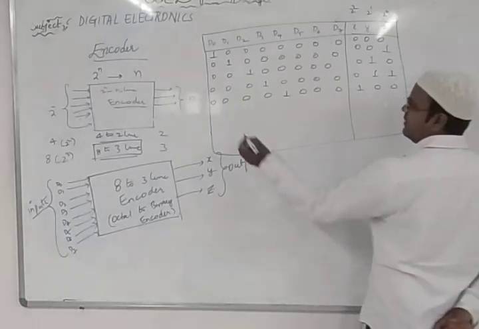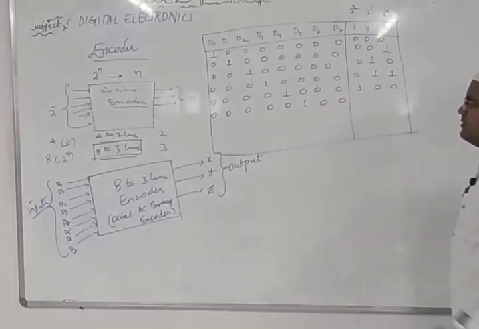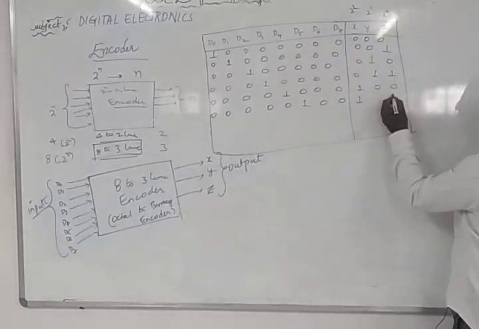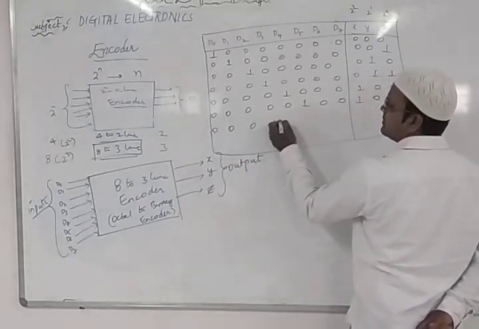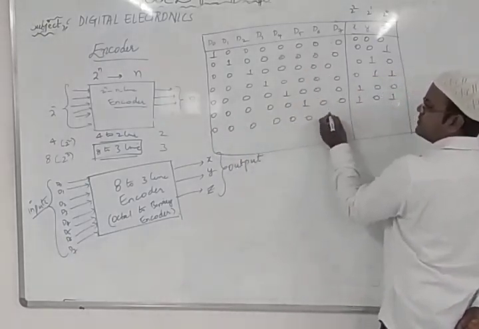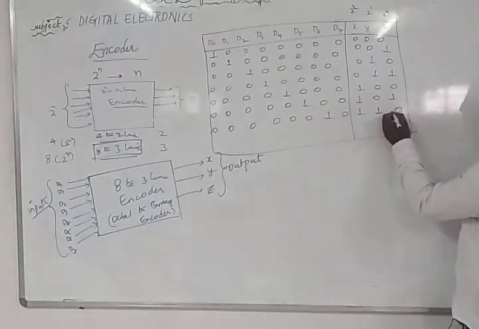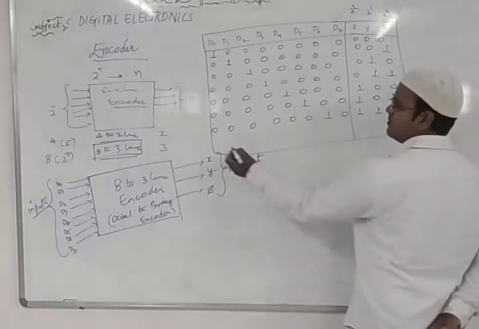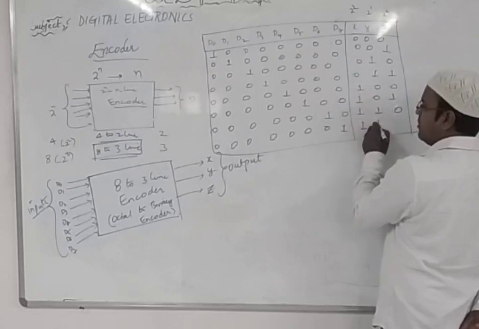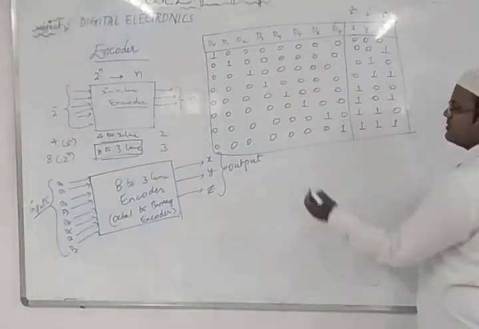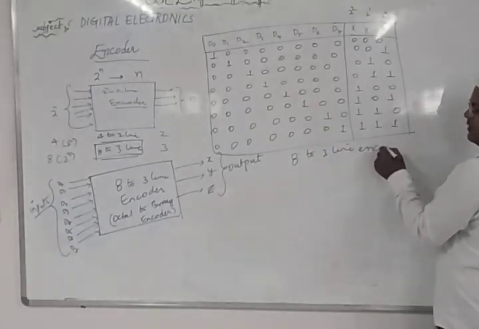Likewise, I can go for D5. D5 bit will be high, these 2 will be low. So D5 means 4 plus 1 makes it 5. Likewise, I can go for D6. Where is the D6 bit? This is D5, this is D6 and this will be 0. So D6 bit will be high. That means 4 plus 2 makes it 6. I can make it 7 also. So remaining all are zeros except the D7 bit. That indicates all are 1. So this is called the 8 to 3 line encoder.